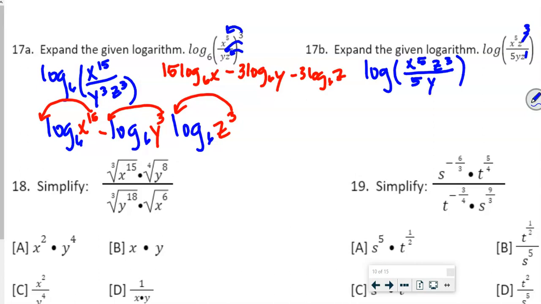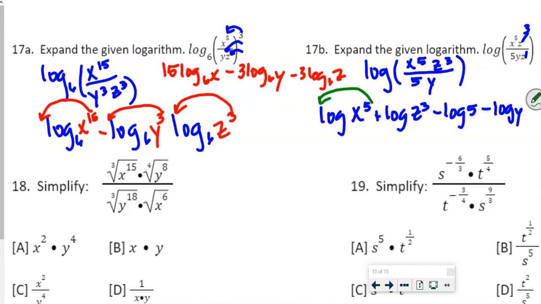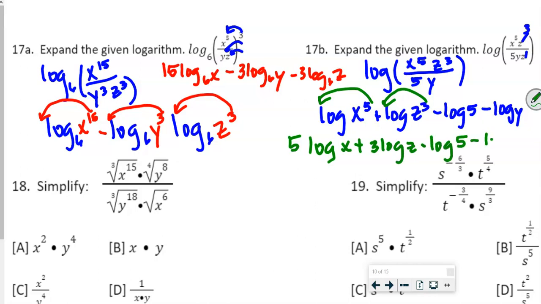So this time we're going to end up with 4 terms. So this is going to be log of x to the 5th plus log of z to the 3rd minus log of 5 minus log of y. Keeping in mind again that these are moving up here to be the coefficients, right? So this is going to be 5 log base x. I'm sorry, 5 log base x plus 3 log base z minus log of 5 minus log of y.